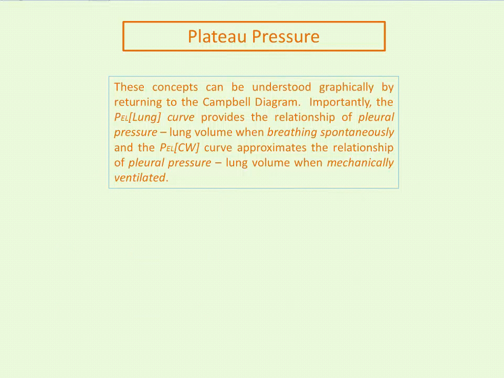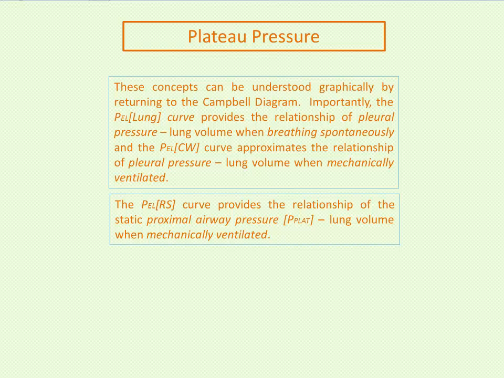And then a little bit more about the plateau pressure. The concepts that I just talked about can be graphically illustrated by returning to the Campbell diagram. The pulmonary elastance curve provides the relationship of pleural pressure to lung volume when breathing spontaneously, whereas the chest wall elastance curve approximates the relationship of pleural pressure to lung volume when mechanically ventilated. And the elastance of the respiratory system, or compliance of the respiratory system, they're just inverse of each other, provides the relationship of the static proximal airway pressure, the plateau pressure, to lung volume when mechanically ventilated.